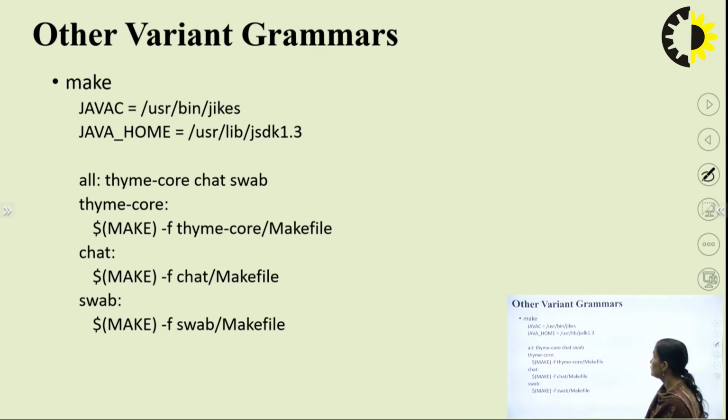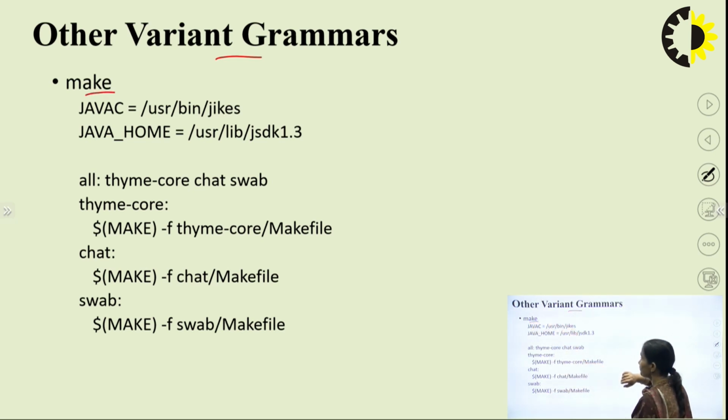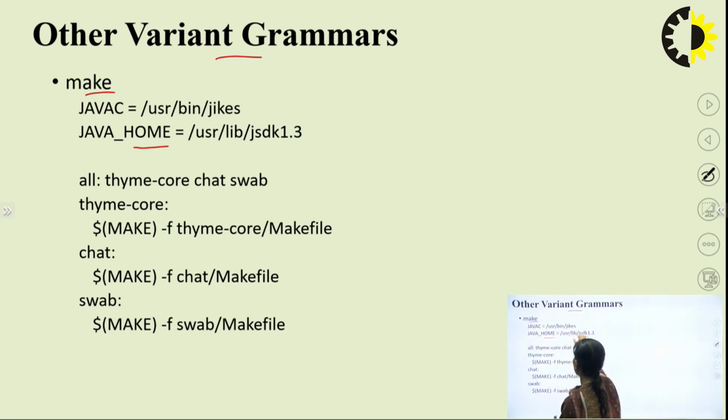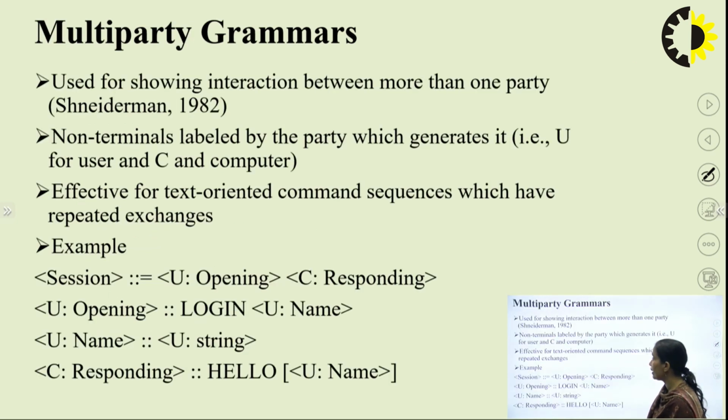Then there are various other variants of grammars. Suppose I have written make, then Java, Java compile here, then Java home here. Suppose I am using JSDK 1.3, then make, I have written the core makefile it will call, then again chat here I am defining, and then for swab I am defining.